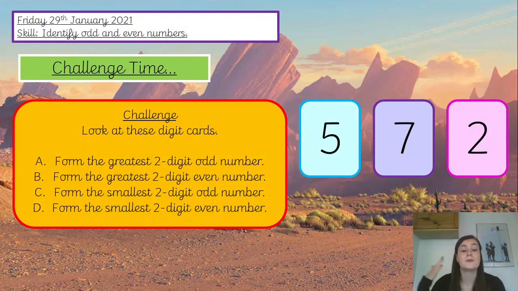Then you can find the greatest, so the biggest 2-digit even number. So again, think about what it's got to end in if it's an even number. Then I'd like you to find the smallest 2-digit odd number. And then finally, the smallest 2-digit even number. Okay. You can pause the video and have a go at that now.